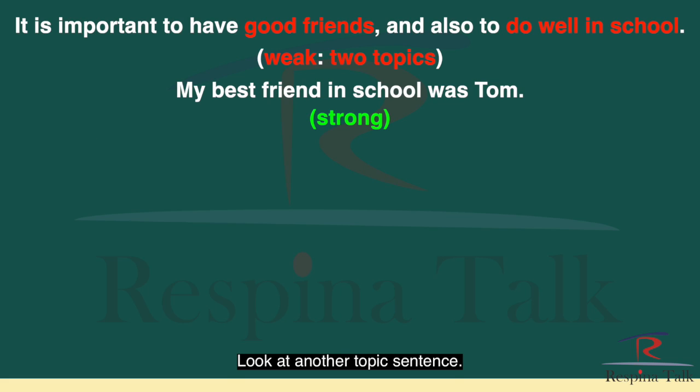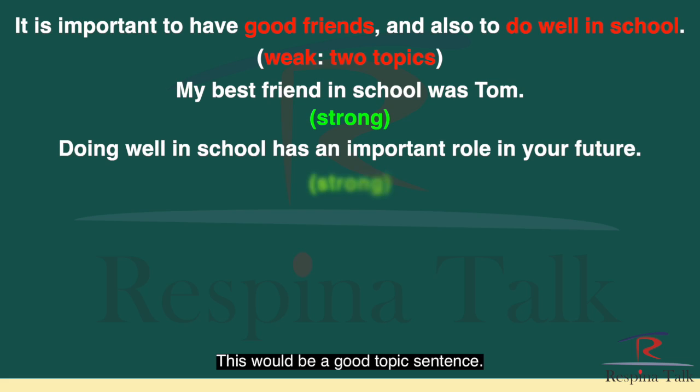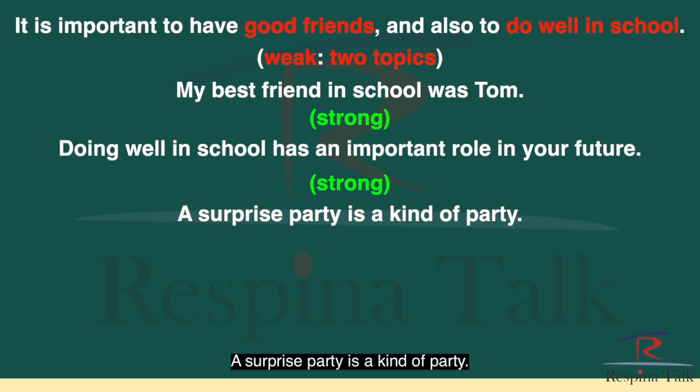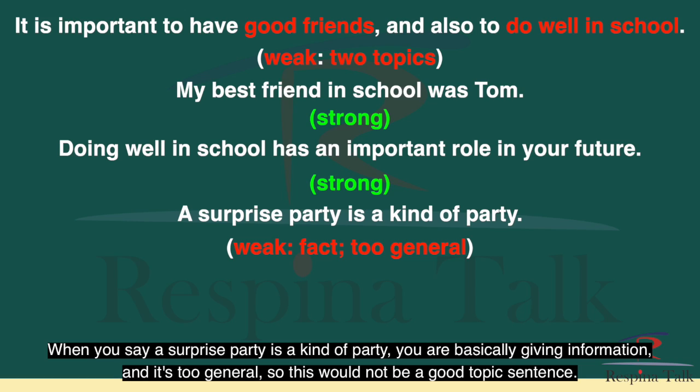Look at another topic sentence. Doing well in school has an important role in your future. This would be a good topic sentence. Look at this one though. A surprise party is a kind of party. Do you think this is a good topic sentence? Absolutely not. This is actually a weak topic sentence because it is talking about a fact and it's too general. When you say a surprise party is a kind of party, you're basically giving information. And it's too general. So it would not be a good topic sentence.